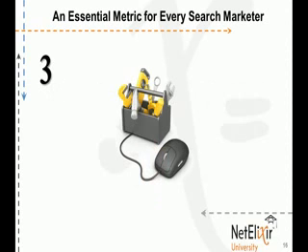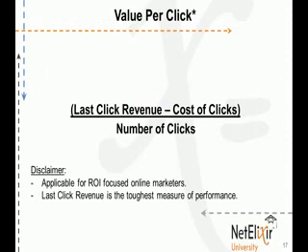I'll move on to the last tool. It's actually a metric which we again have really benefited immensely from. It is an essential metric for every search marketer to use. And this metric is called the value per click. The way that we are defining value in this case is the last click revenue minus the cost of clicks, divided by the number of clicks.